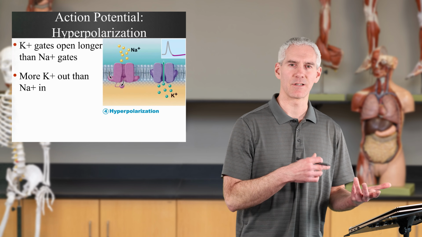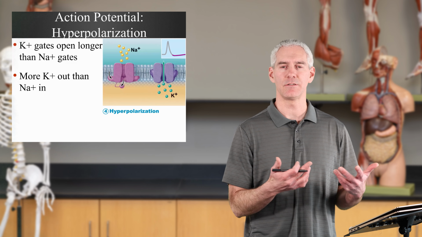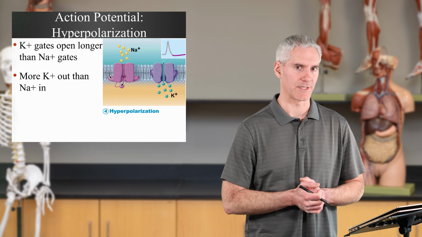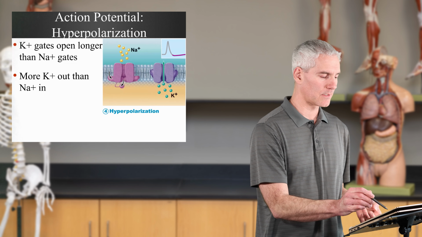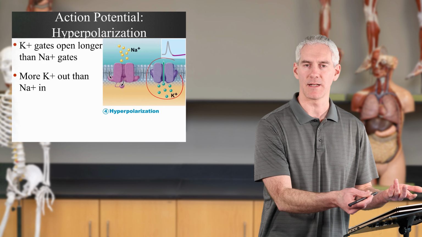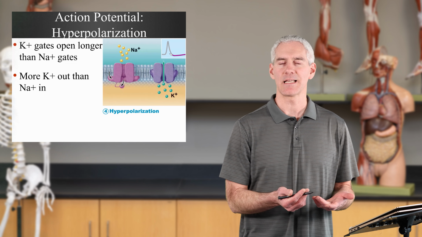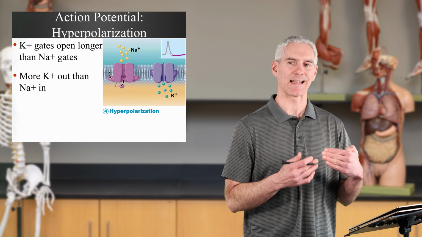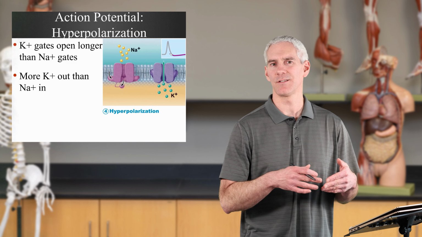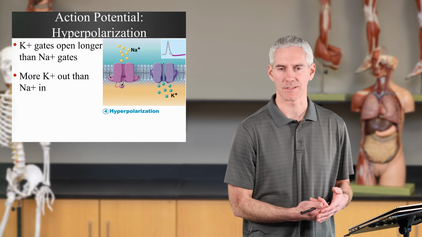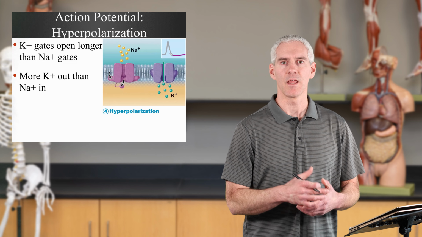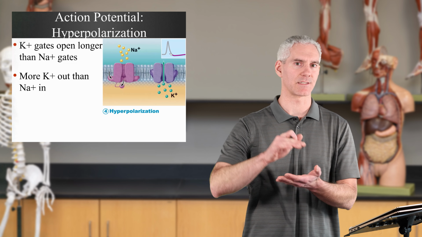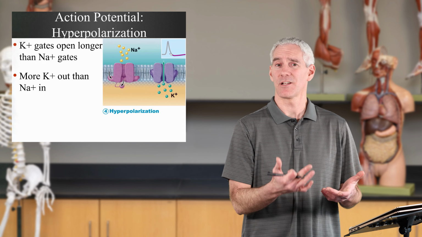But sometimes you don't go exactly as planned because those potassium channels don't close fast enough. That's hyperpolarization. The potassium stays open a little longer than it wants to, so you lose a few too many potassium ions. The inside becomes too negative. So instead of a resting membrane potential of negative 70 millivolts, now maybe you've gone to negative 73 millivolts, or negative 75, maybe even negative 80 millivolts. The idea is hyperpolarization went beyond the resting state. Those potassium channels just stayed open a little bit too long.